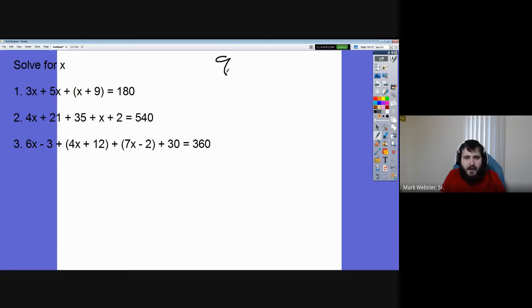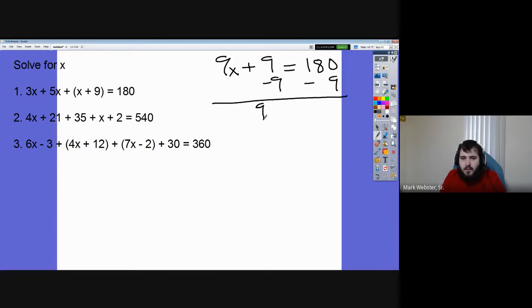So we've got 9x plus 9 equals 180. Now all we have to do is subtract. 180 minus 9 is 171, and then divide.